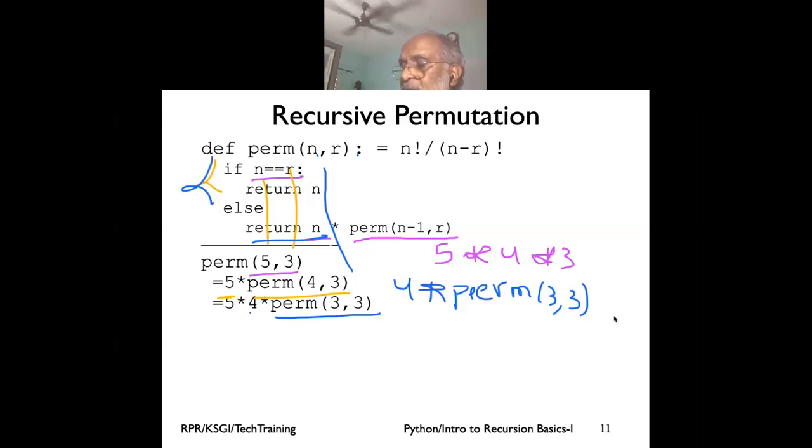And we are saying here, now n is 3, r is 3. If both are same, return n itself. So that means permutation 3, 3 returns 3. So my answer becomes 5 star 4 star 3, which is 60, and I get my answer.